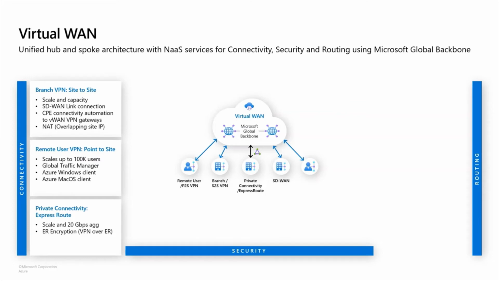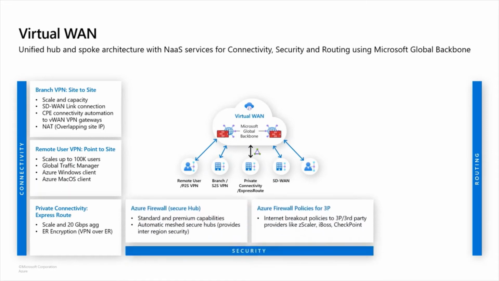We also support the Microsoft Azure Windows and Mac OS clients, so these clients can connect in to those point-to-site gateways. On the private connectivity side, ExpressRoute provides private connectivity into the ExpressRoute gateways. Now, if you are looking for encryption, you can do IPsec over ER, where the IPsec endpoint is the Azure VPN gateway. So now that you know about connectivity, what if you wanted to protect your traffic?